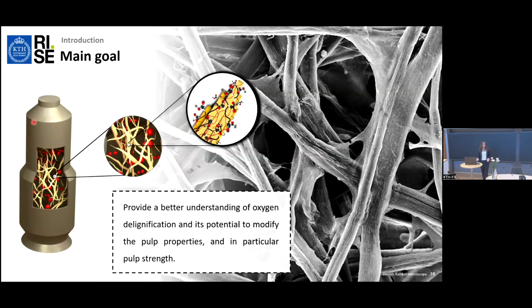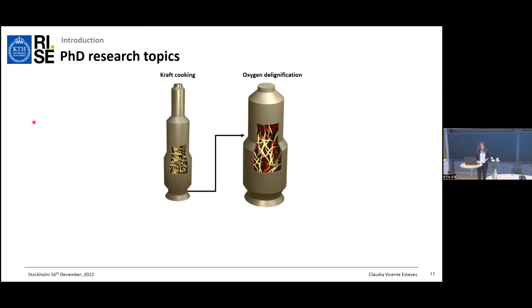So the main goal of my PhD was to provide a better understanding of oxygen lignification and its potential to modify pulp properties, and in particular pulp strength, because it's one of the main properties for the final products. But during my PhD, I also had other research topics.